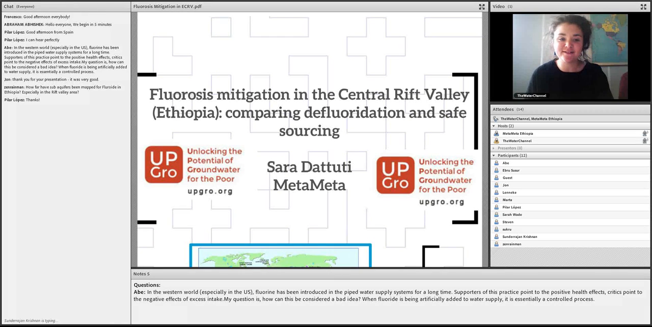I would like to present the research within the project that we made together with the Metameta, the British Geological Group, and also Addis Ababa University. It is part of the project Improving Access to Safe Drinking Water, Prospection for Low Fluoride Sources, and is as well part of the research program of the UPGROW.